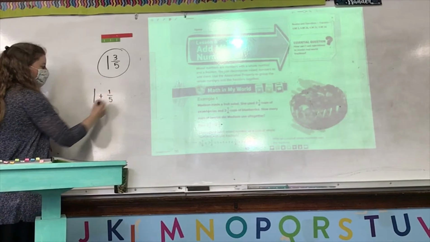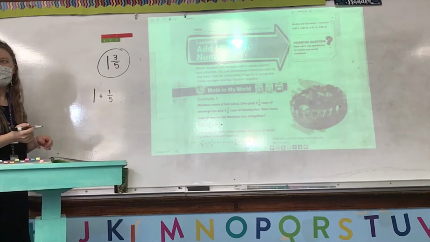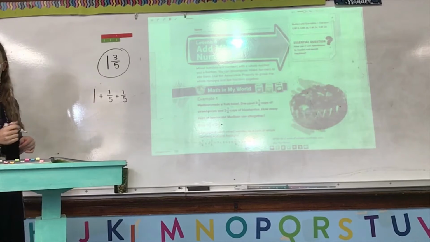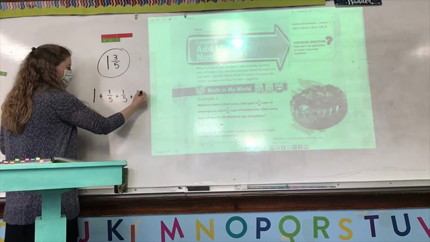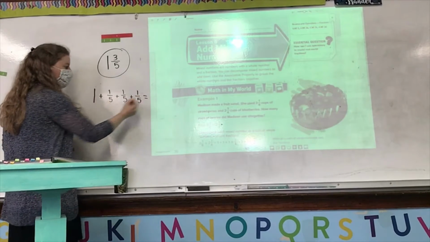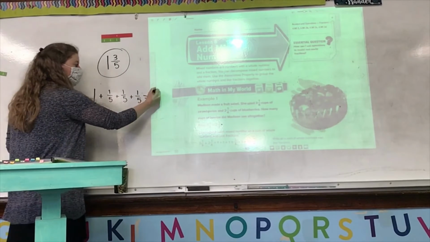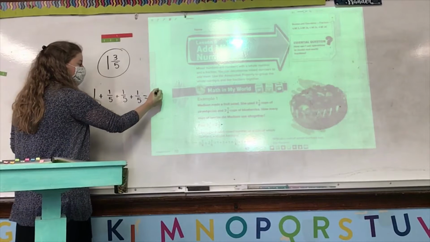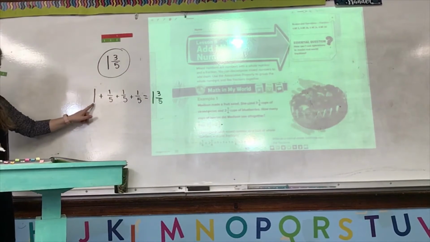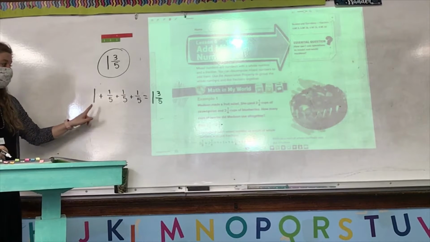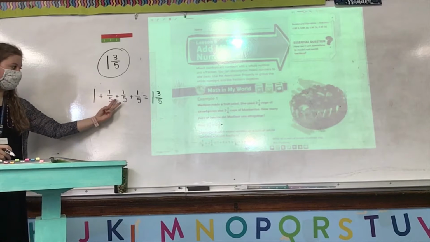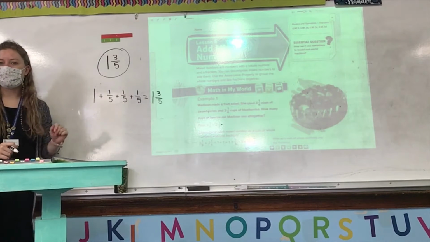1 plus 1/5 plus 1/5 plus 1/5 equals 1 and 3/5. Good. Now, so we've written it as the sum of the whole numbers and the unit fractions. 1 plus 1/5 plus 1/5 plus 1/5 equals 1 and 3/5.